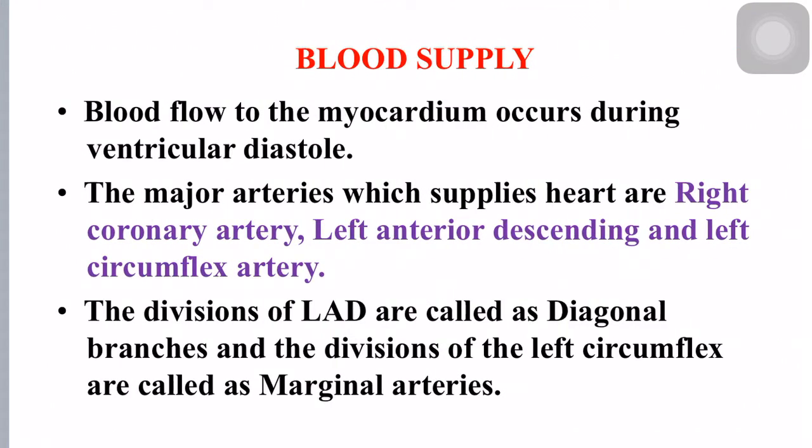Coming on to blood supply. Blood flow to the myocardium occurs during ventricular diastole. The major arteries which supply heart are right and left coronary arteries. The left coronary artery will again get divided into left anterior descending branch and left circumflex branch. The divisions of left anterior descending arteries are called diagonal branches, and divisions of left circumflex are called marginal arteries.